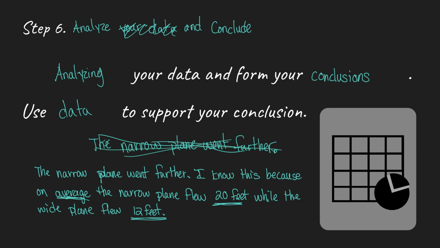So again, this first example here, the narrow plane went further, that is a terrible conclusion. It will not get you any sort of grade when we start writing conclusions for our experiments. Instead, I need to see that data, and I need to know how you came to your conclusion. So here's an example of that. I'm just really briefly summarizing those steps again.